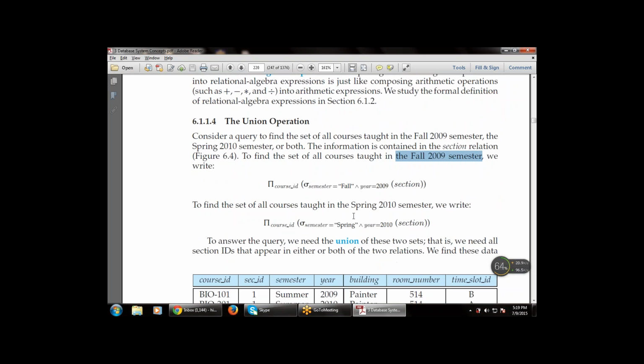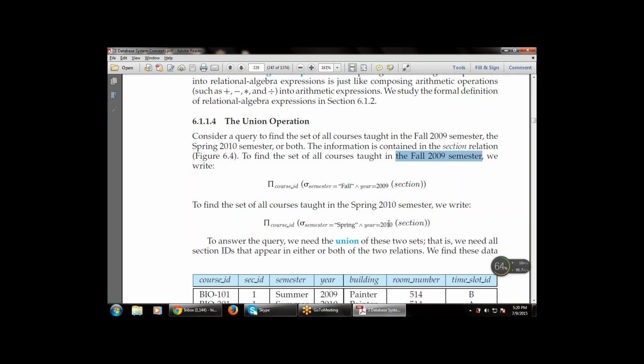we use pi course ID. We have to find the set of courses, so we select the course ID, that is pi course ID. The condition is sigma semester equals fall and year equals 2009. That means the year is 2009 as well as the semester is fall. If both conditions are true, then only the output will be displayed.